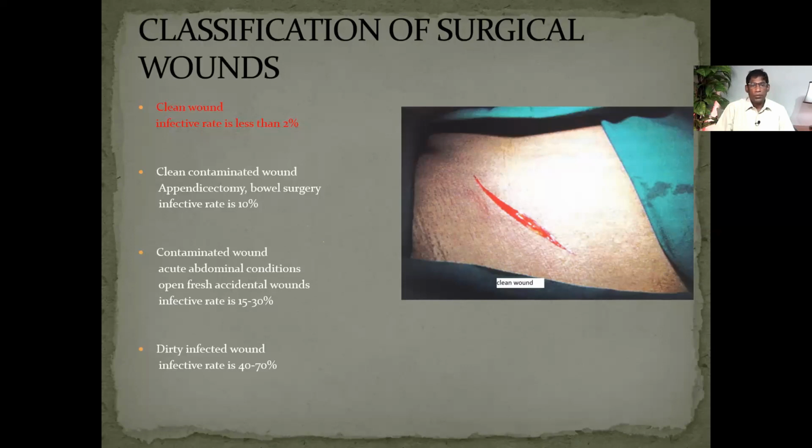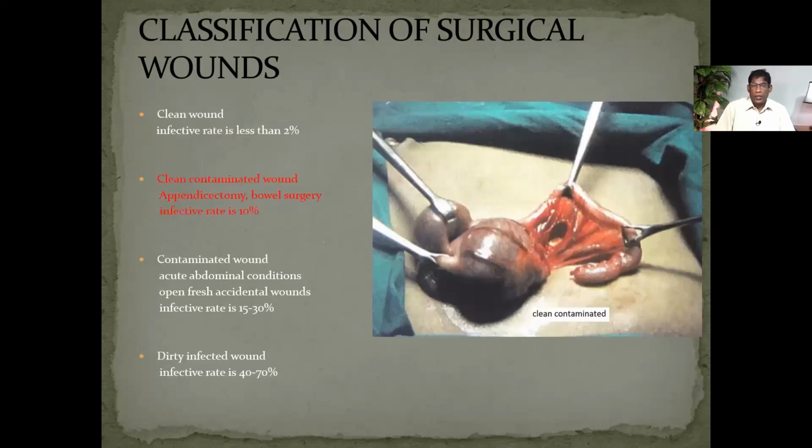Clean contaminated wounds, such as appendicectomy wounds, are those where the appendix is infected but there is no suppuration, no pus, and no perforation. Even clean bowel surgeries are classified as clean contaminated wounds. The infection rate is 10%, so the antibiotic requirement is doubtful. In some patients it may benefit, so we tend to give antibiotics in these kinds of surgeries, especially at induction.